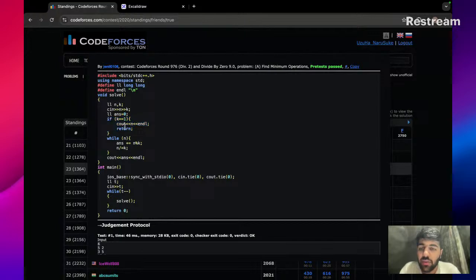If k equals 1, you add n, otherwise you add n mod k and you divide by k. That's it. Yes, yes. Exactly. This is log n base k. Nice, nice. Wow, wow.